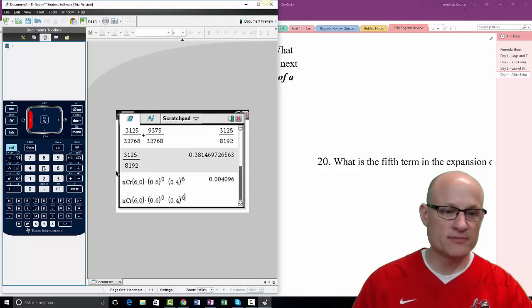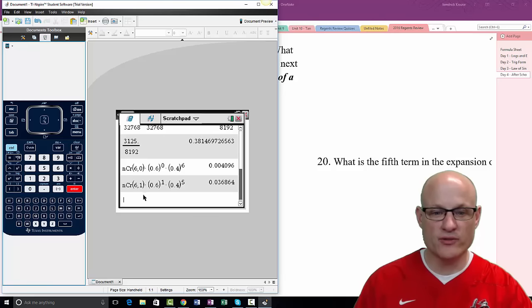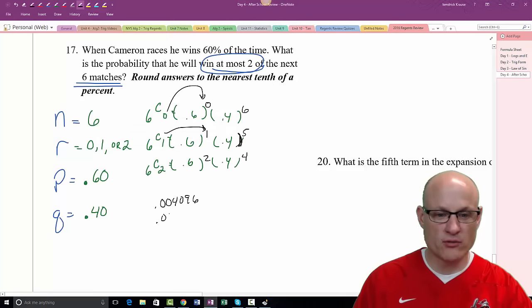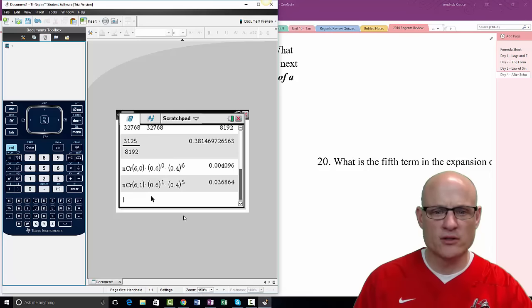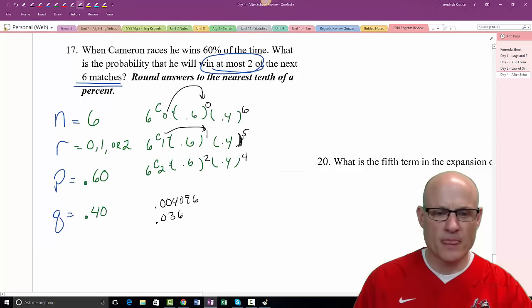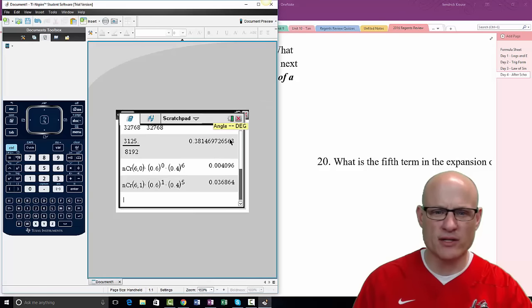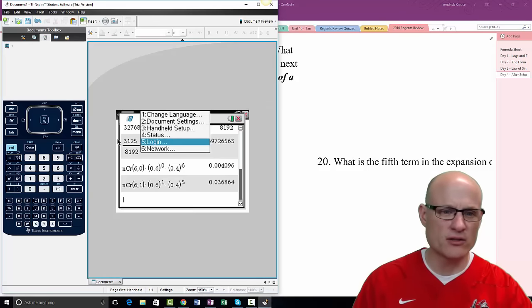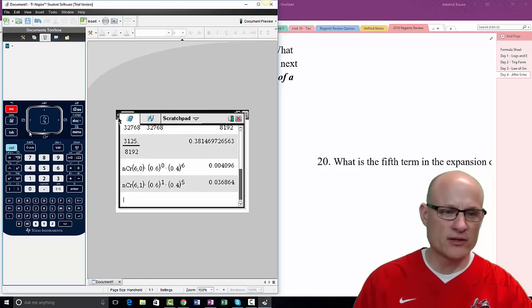All right. Hit the up arrow. Change this to a 5. Change this to a 1. And change this to a 1. 0.036864. Got to write it all down. I don't know why. It seems like I should have more decimals on it, but no, it's good. I'm sure it's good. All right, and then go one more.